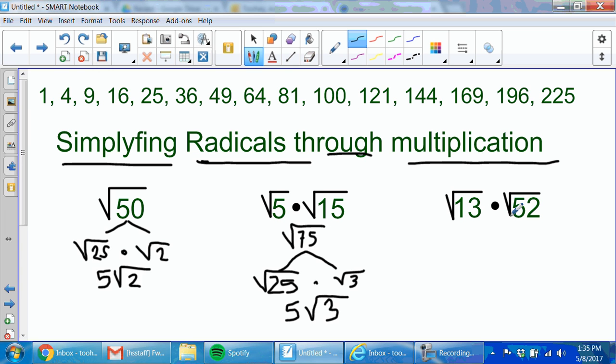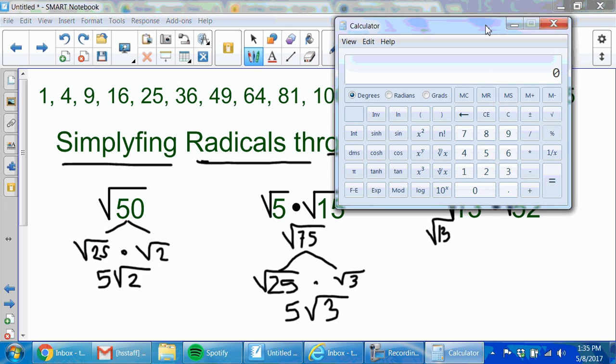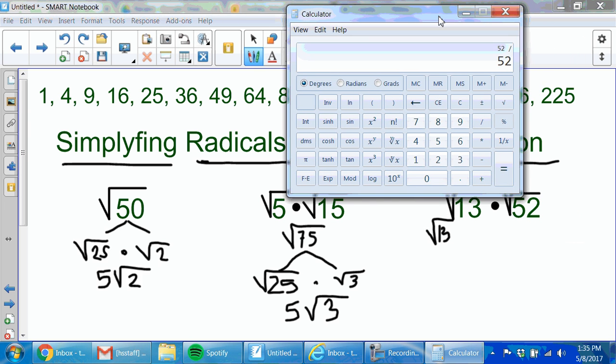Now I have a different scenario. I have the square root of 13 times the square root of 52, but what I want to do first, remember, is check and see if they can be reduced. Well, 13 cannot. It's prime. So I'm just going to keep that square root of 13. For 52, I'm going to start with about half of 52. Half of 52 is, I believe, 26. So I'm going to start with 25.